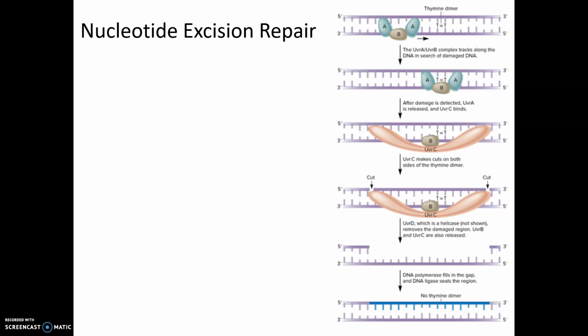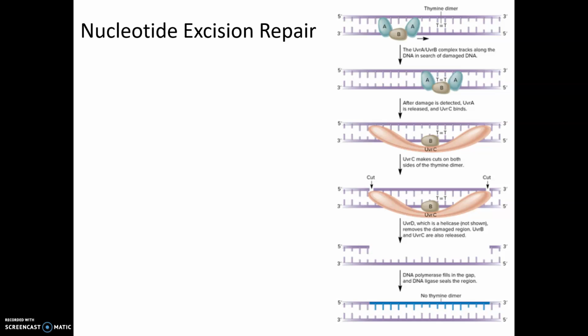the second mechanism we've talked about for repairing thymine dimers. So after it finds it, the UvrA goes away, and now UvrB is sitting there, and UvrC comes. So now you have a complex with the C and the B. Well, the C is going to go ahead and cut on either side of our thymine dimer.